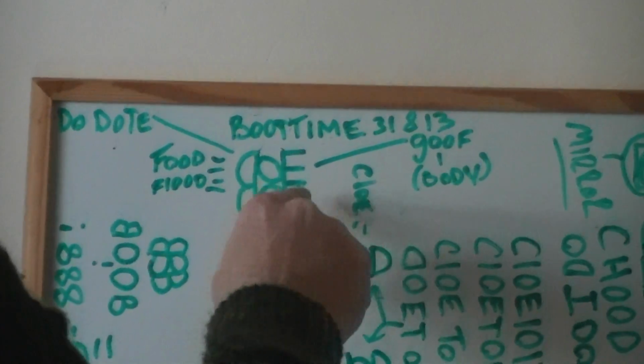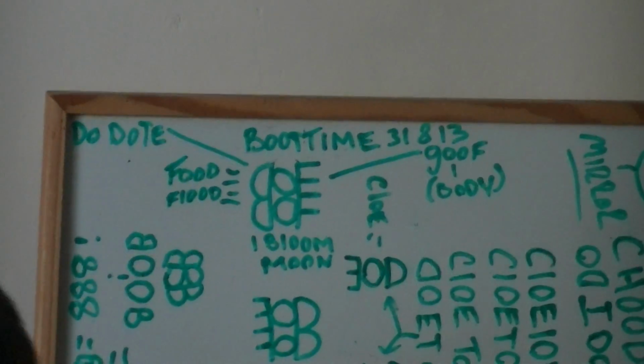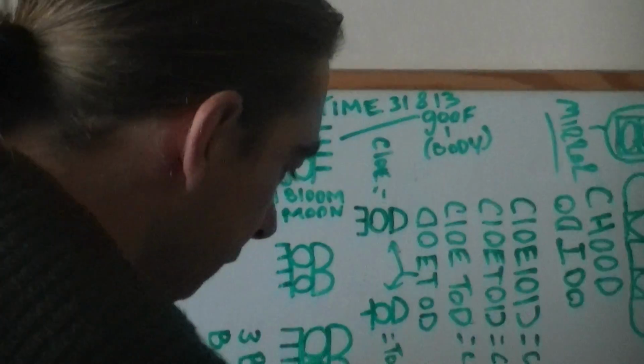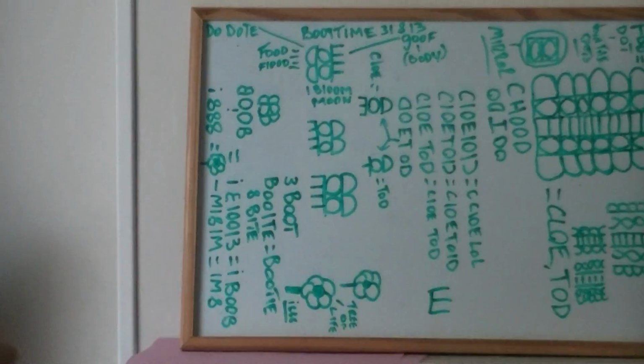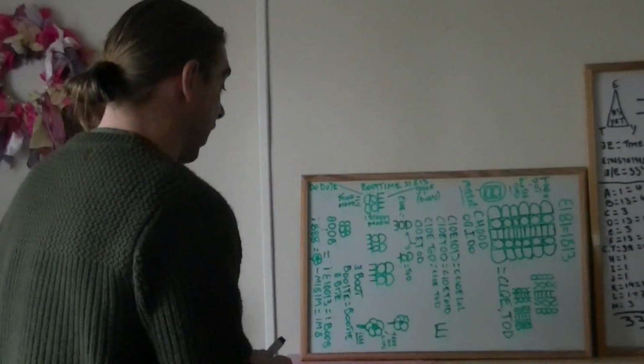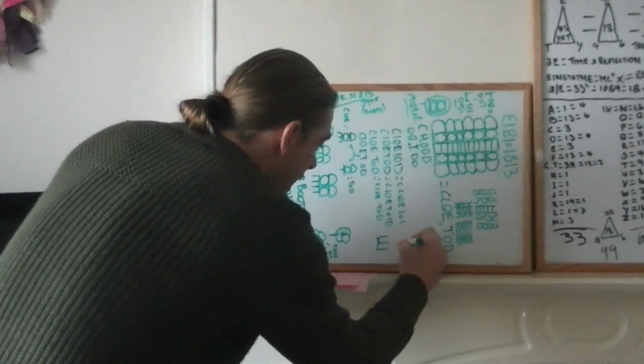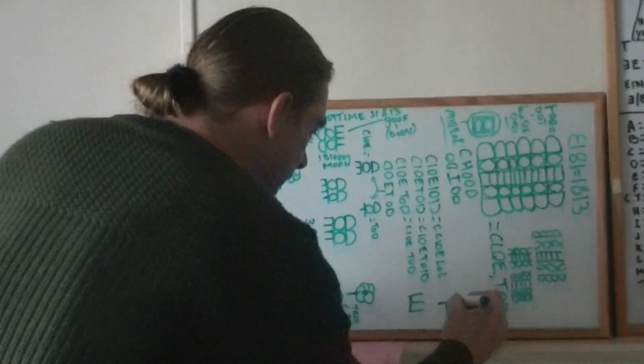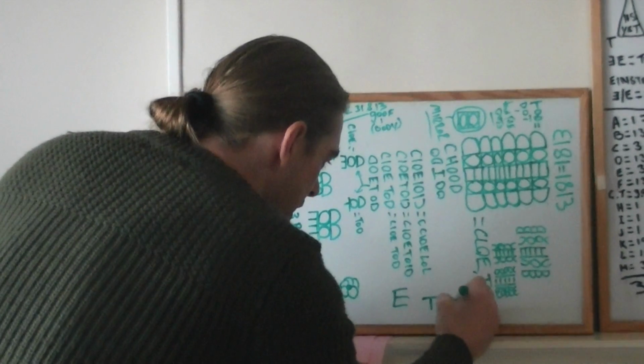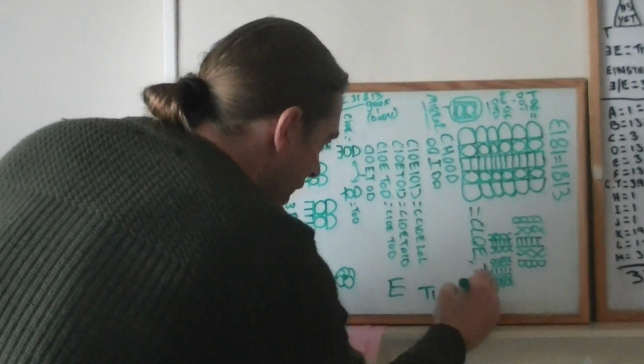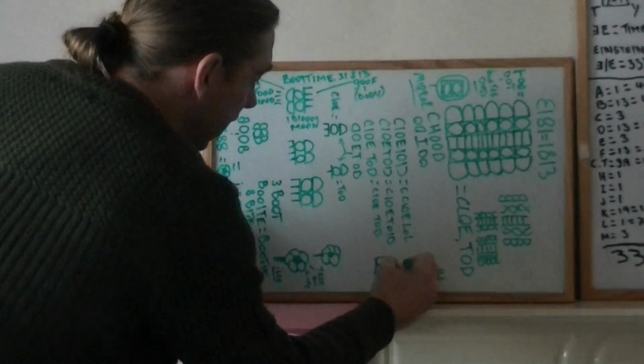B-O-O-T. And in the letter E, and that's why E is so important, and that's why I started all my calculations. E contains the word time and contains everything. The reason being, if you look at it, in an E, you've got a T, you've got an I, you've got an M, and you've got an E. So E indeed equals time.